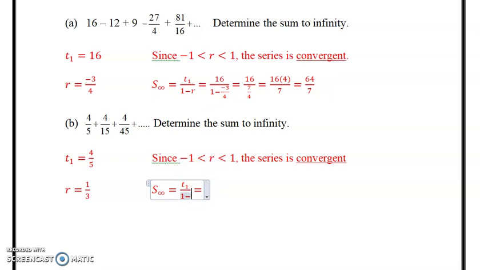Put our fraction in here. So we're going to plug in. So our T1 value is 4/5. That's also a fraction. I need another fraction. There we go. 4/5. The R value is 1/3. So that's going to equal 4/5 divided by 2, oh, gotta put another fraction in here.